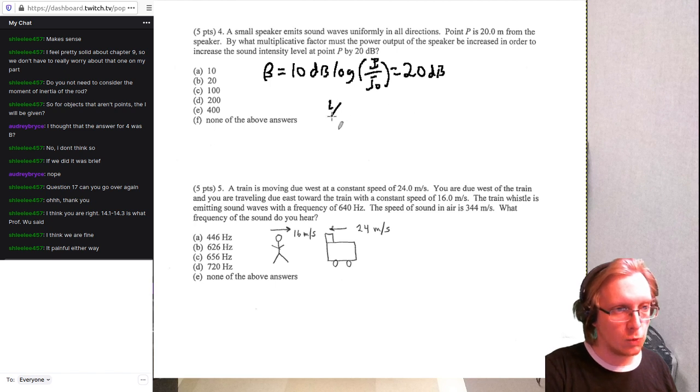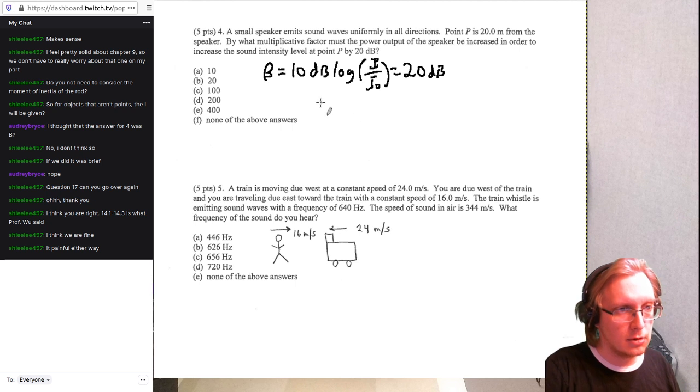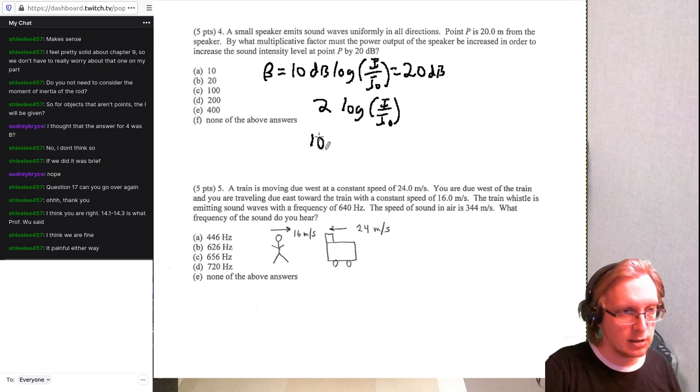Alright, so we have 1/2 is equal to log, right? Nope, not 1/2, that's 2. We can do this yet. 2 is equal to log of I over I naught. So we end up with 10 squared is equal to I over I naught. Now look at that, there's our answer. Our multiplicative factor.